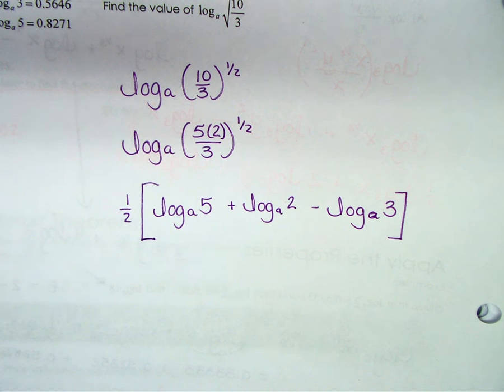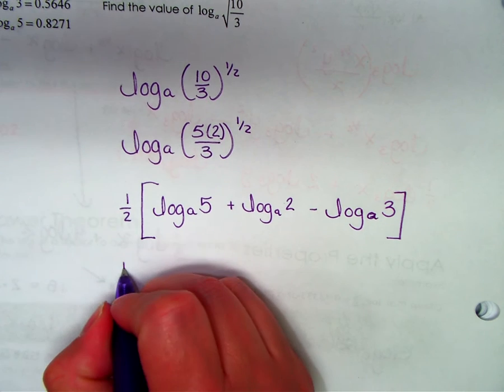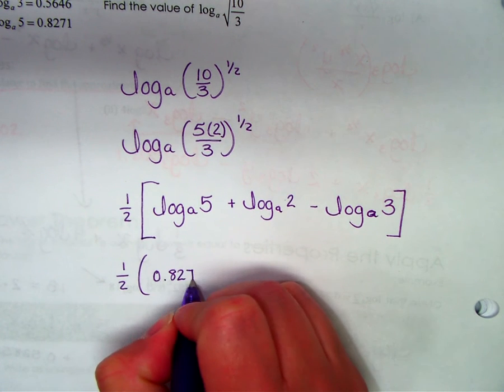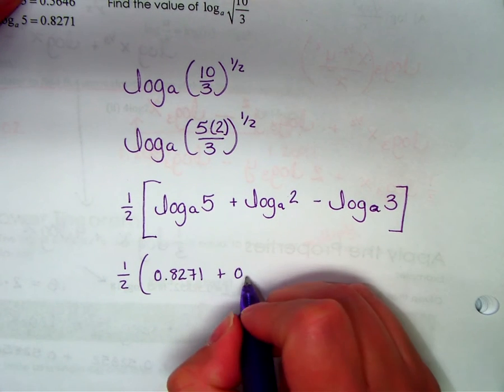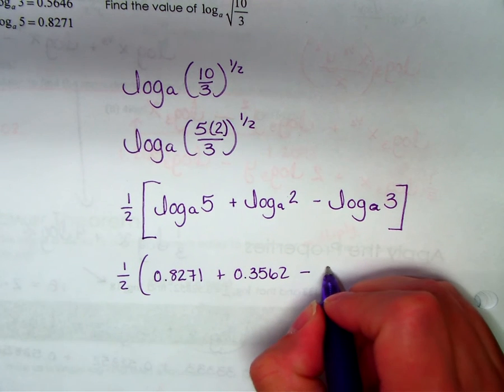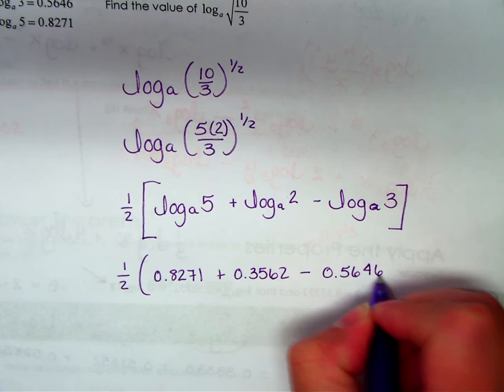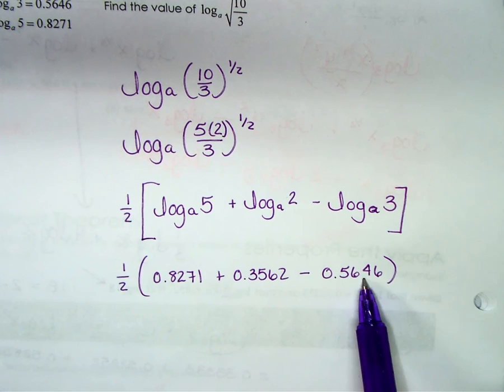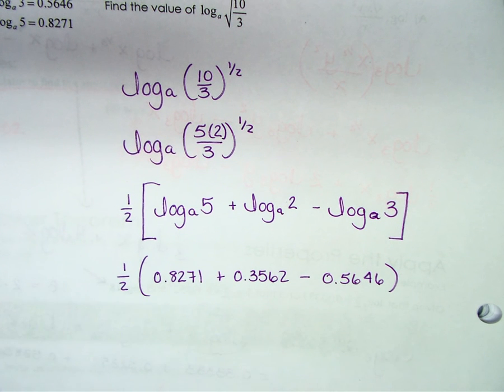Okay. All right, what do we know? We put in the values. So log 5 is 0.8271. Log 2 is 0.3562 minus 0.5646. Because that square root was applied to all of the factors, you could have done half of this, half of that, and half of that, and then added them together. But to me, it makes a little bit more sense to do all of that. You can have your calculator.